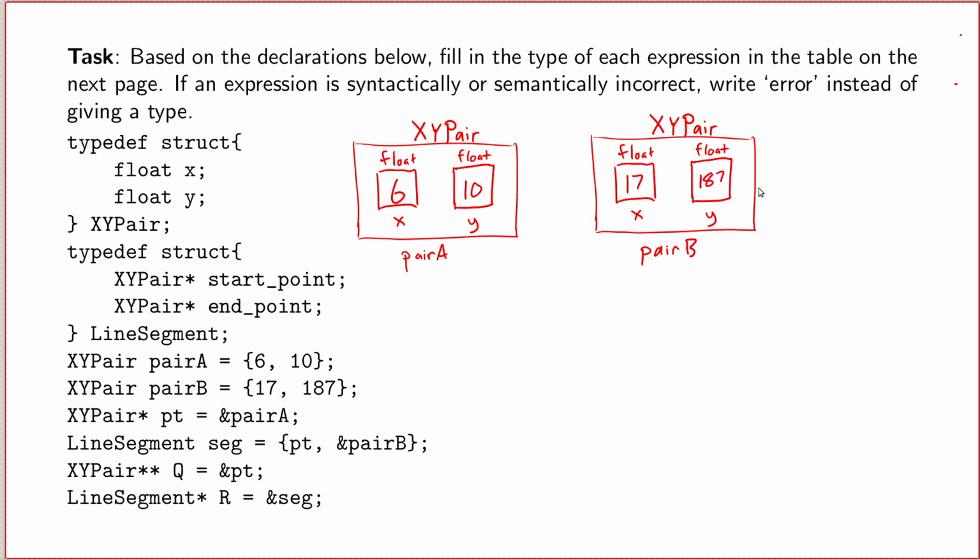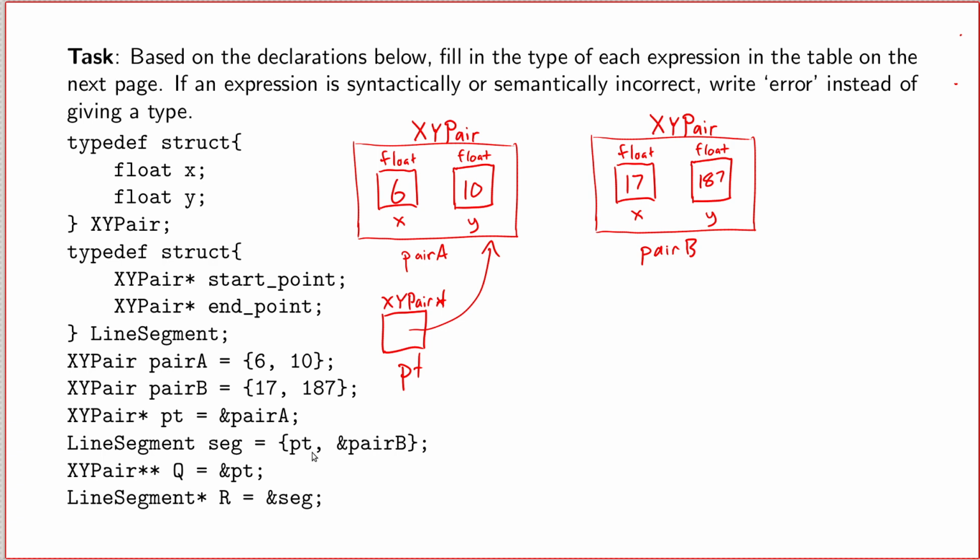Then I create a pointer to an XY pair, so we'll put that there. It is initialized to be a pointer to pair A. The key thing to remember is that if we create a pointer like this, the type of this is going to be XY pair star. The type of the name pair A is XY pair, and so the type of an arrow pointing at that would be XY pair star. Also, when I store that pointer, it's a pointer to the entire structure. We're allowed to make pointers to the individual members of the structure, as you know, for example, from assignment 6, but in this case, we have a pointer to the whole structure.